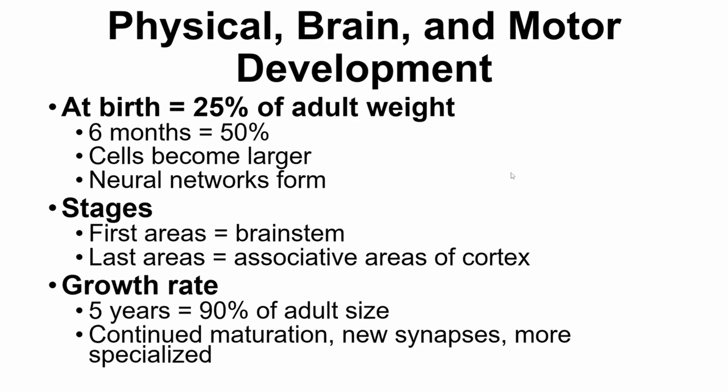But our next section is where we're going to get into some more of our physicality in terms of development. And specifically, we're going to start off talking about our brains, where when we're born, our brains are only about 25% of what they will be when we're adults.